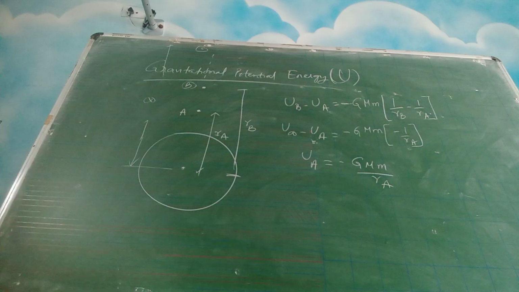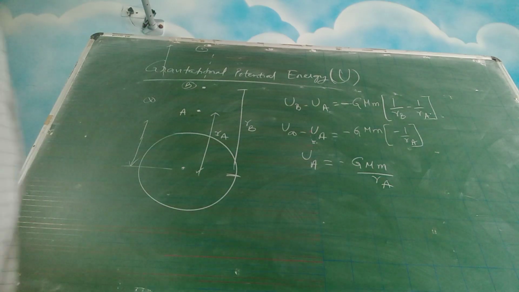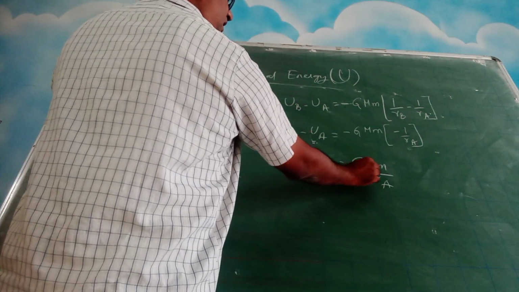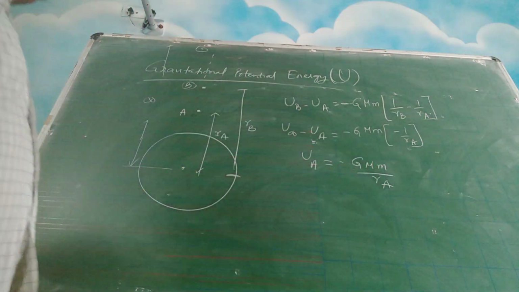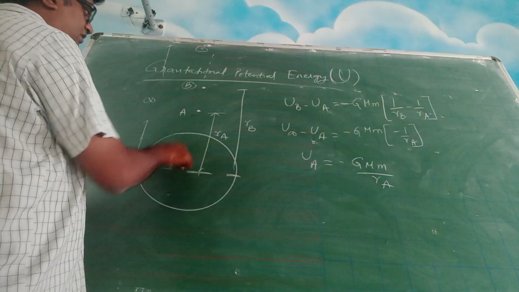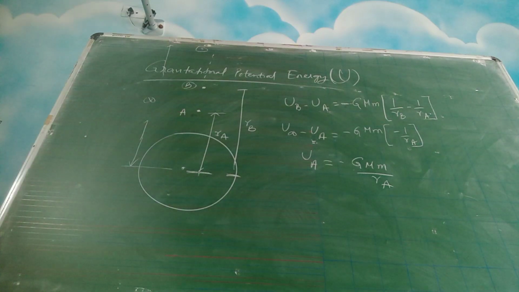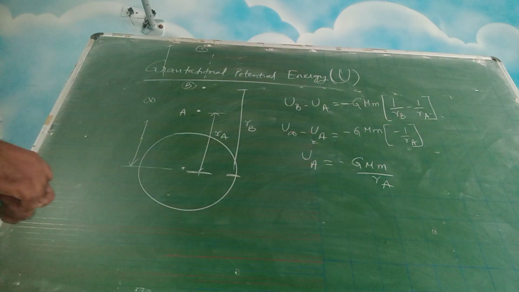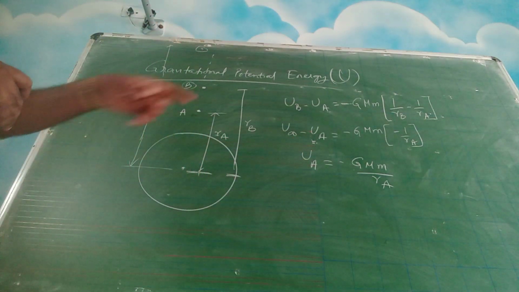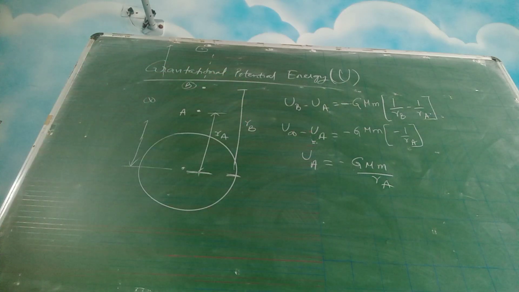So if you want to find the potential energy at a point A, the formula is minus GMm divided by Ra, where M is the mass of the earth, small m is the mass of the object, and Ra is the distance from the center to that point. Okay, we will see how it has come. Remember that when you are calculating this potential energy, do you have Ra square or Ra in the denominator? You should note that difference. You have Ra, only distance.